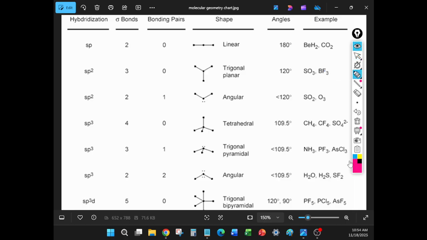All right, you need to know the first 6. Linear, trigonal planar, angular, tetrahedral, trigonal pyramidal, and angular. Okay, now, your textbook, I think, says bent, so you can do bent. I call it bent. So bent or angular, they both work. But you need to know these shapes.